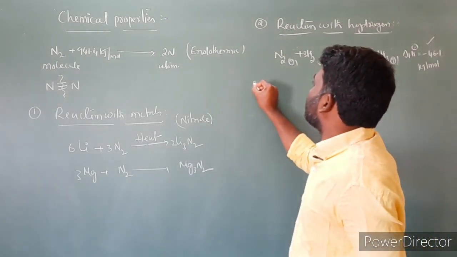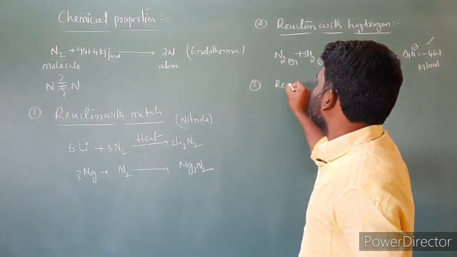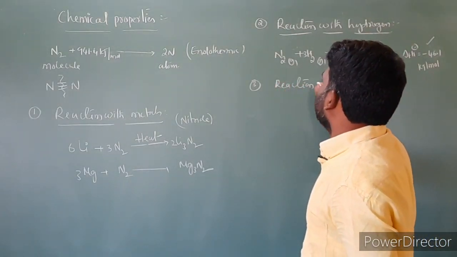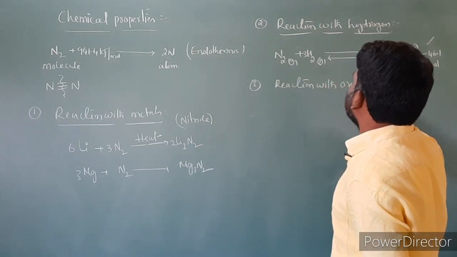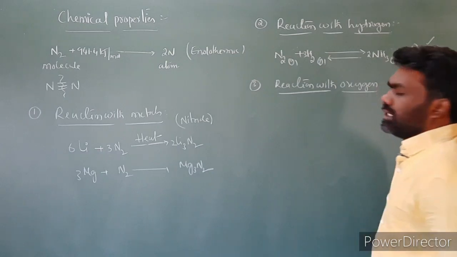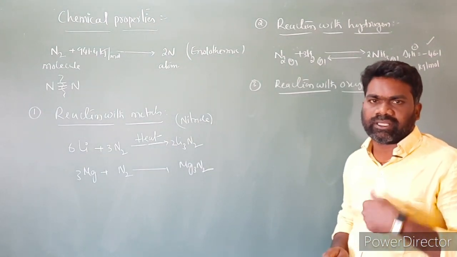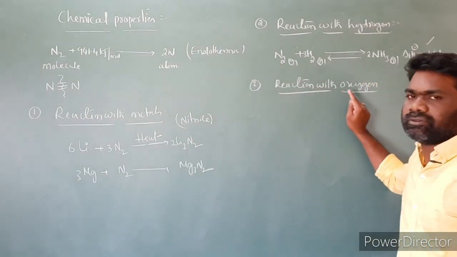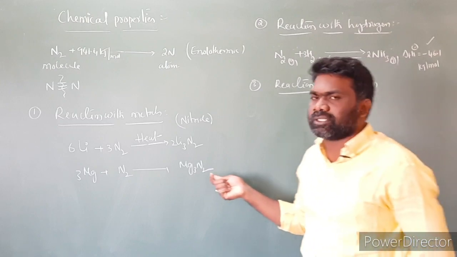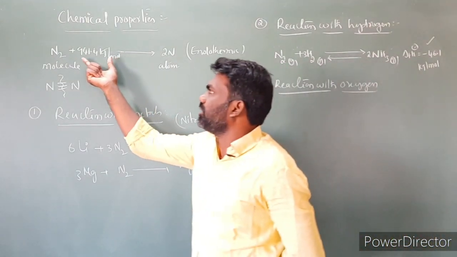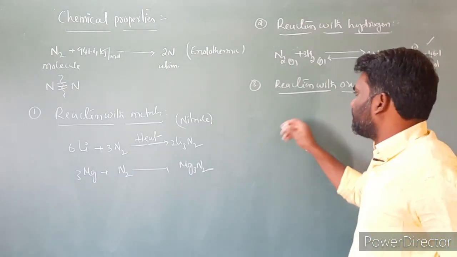Next, the third one: reaction with oxygen. Nitrogen reacts with oxygen at a very high temperature, leading to the formation of nitric oxide. Temperature must be very high. At room temperature nitrogen does not react because of high bond dissociation enthalpy, so we need to supply high temperature, high energy.